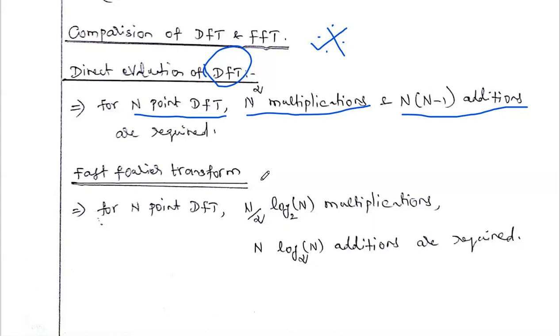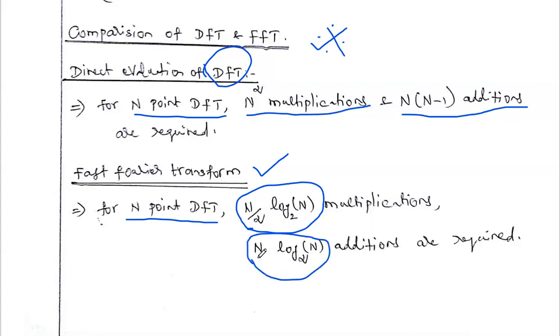Similarly, the same DFT answer we can obtain using the FFT algorithm, the fast Fourier transform algorithm. In order to perform the same N-point DFT, the number of multiplications needed is N divided by 2 into log N, and the number of additions required is N into log N. If you compare these two computations, this N by 2 log N and N log N value is very less compared to N squared and N into N minus 1.